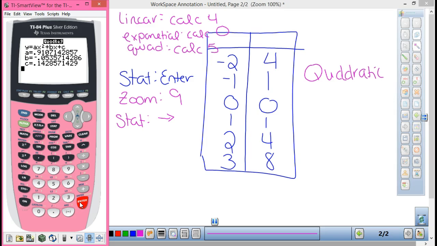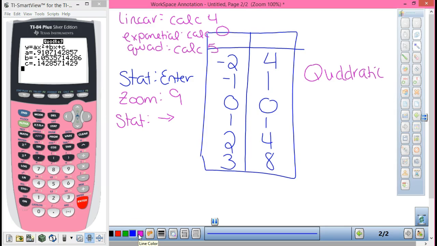All right, so it gives me my A and my B and my C, right? So my equation is going to be y equals, what's my A? So 0.91, and what comes after it? X squared plus, yeah, so minus 0.05, what? X plus 0.14, okay? Remember your equation is up here. If you can't remember how to write it, it gives you that equation right there.